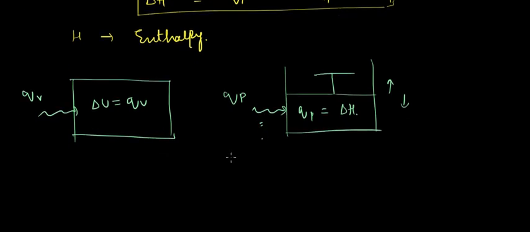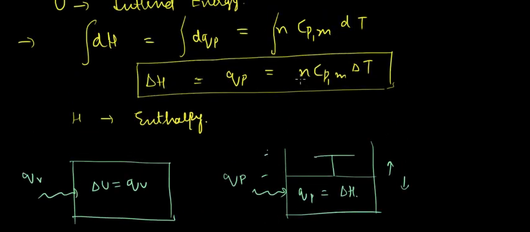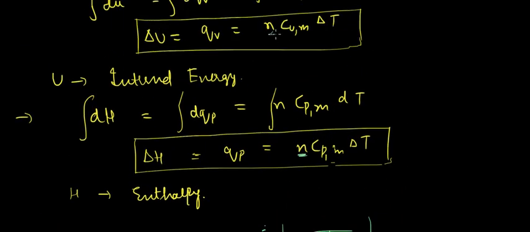Okay, and we actually wrote two terms here, cpm and cvm. Those are nothing but heat capacity per mole. So the unit would be joule per mole Kelvin. That's why we have multiplied this with n in both the cases.